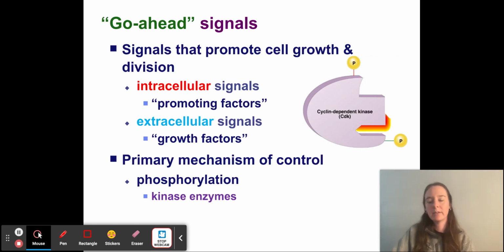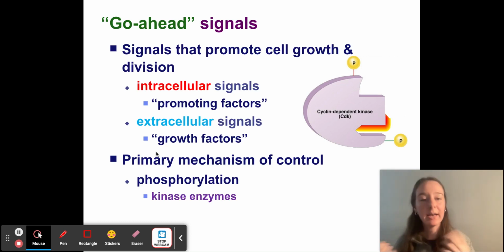And there are two types of these signals, intracellular and extracellular. An intracellular signal is also called a promoting factor. And what happens is a molecule can be activated, and this activation of the molecule can signal to the cell, hey, it's time to start moving into the next phase. That is the response for signal transduction for intracellular signals.